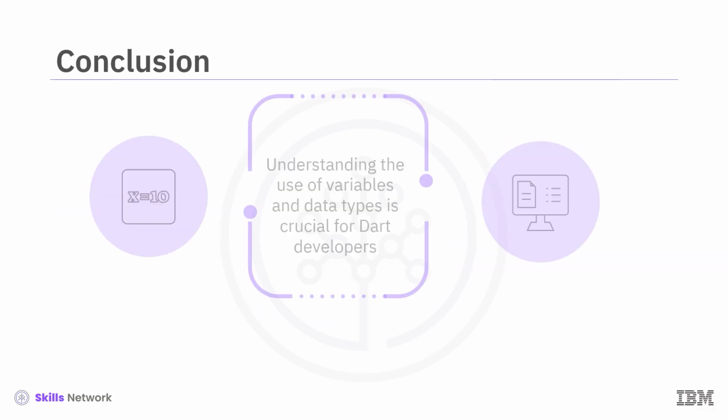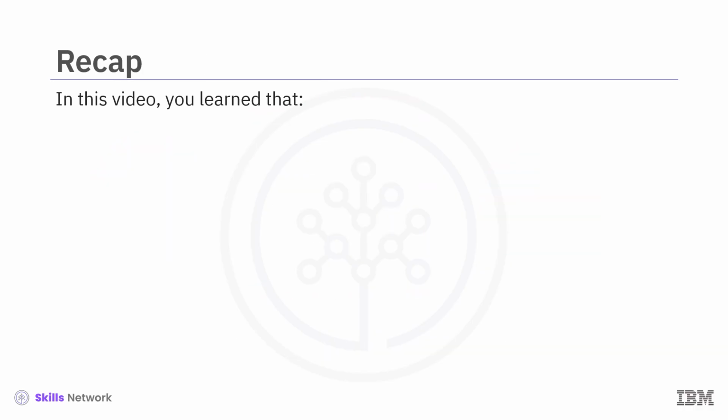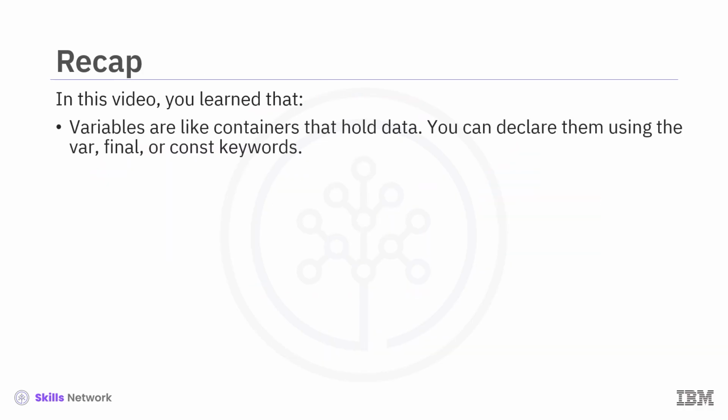To conclude, understanding the use of variables and data types is crucial for any Dart developer. Developers can leverage this foundational knowledge to build more complex and powerful applications. In this video, you learned that variables are like containers that hold data which can change over time. You can declare variables in Dart using the var, final, or const keywords.